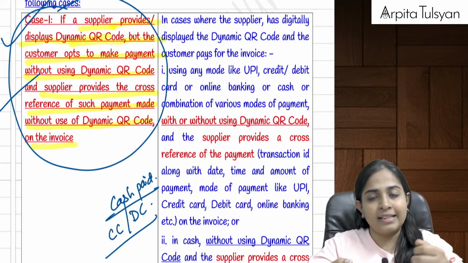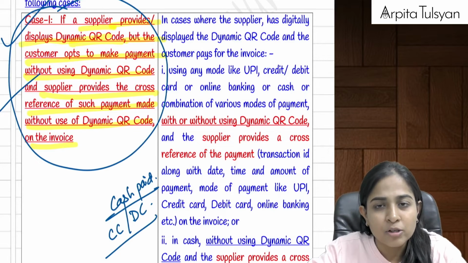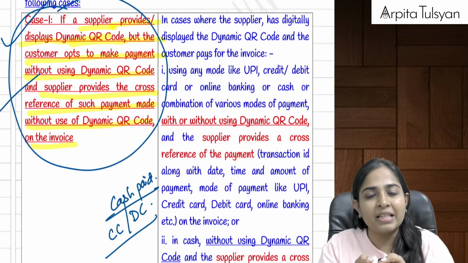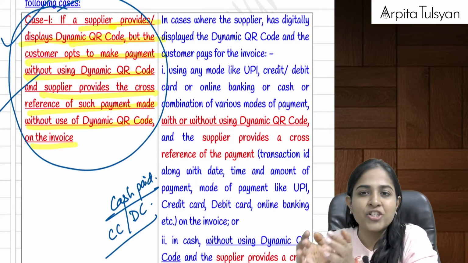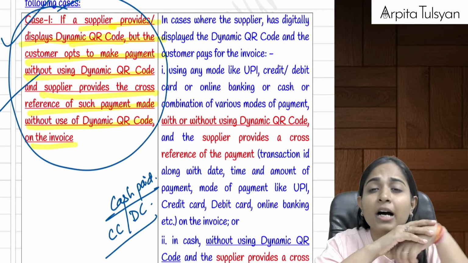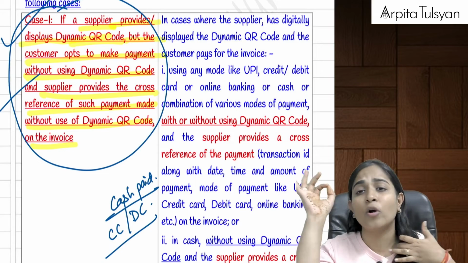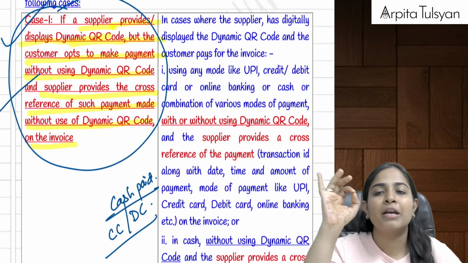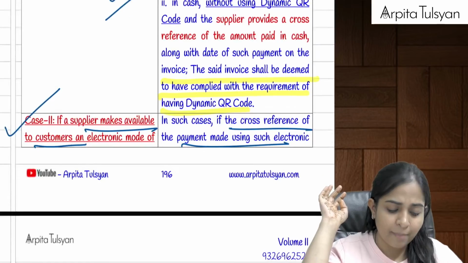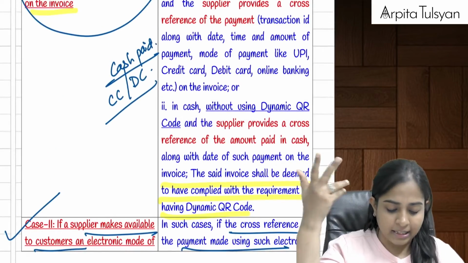In that case he can make the payment by other modes. Okay, by whatever mode he has made the payment, that mode should be mentioned in the invoice, and then it will be assumed as if you have complied with the provisions of dynamic QR code, and it is not required to print the dynamic QR code on the invoice. Okay, because the customer has chosen another option.